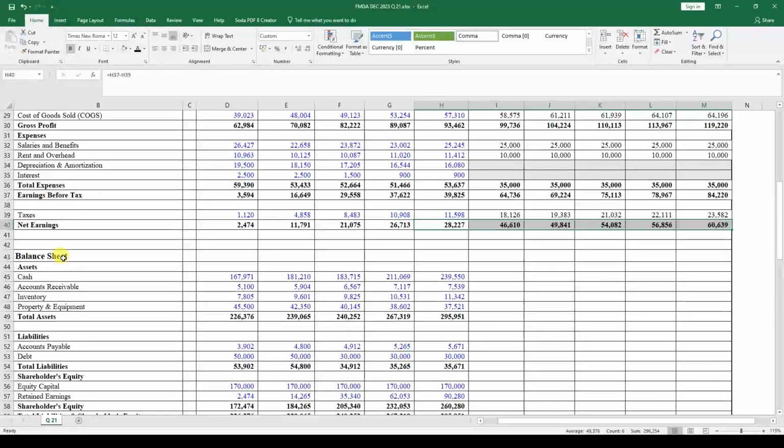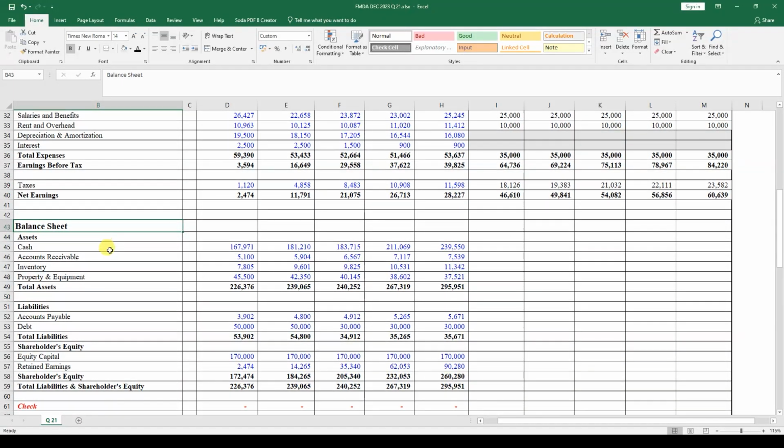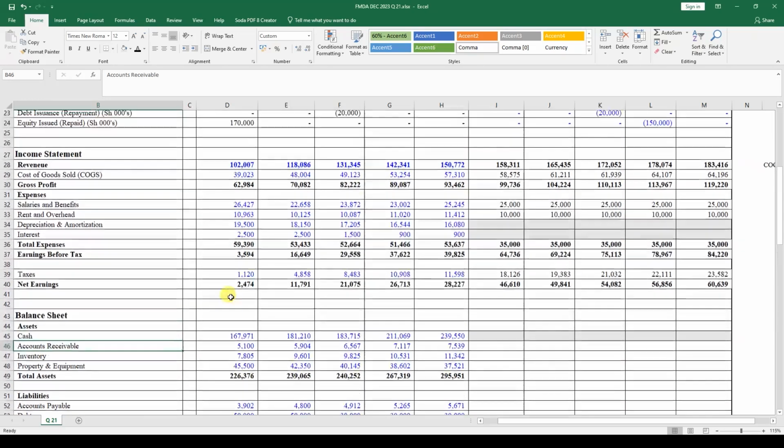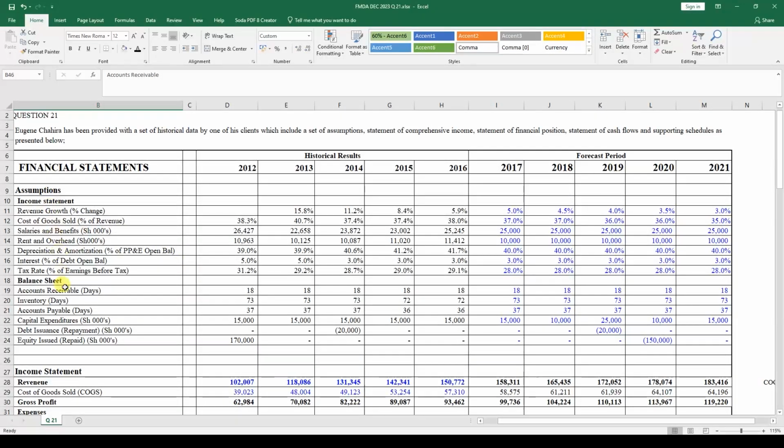We move over to the balance sheet and try to model some items. Cash will be the very final part that you fill out, and it will be what is called the balancing figure as we approach the end of the model itself. How do we model accounts receivable? If we go back to the assumptions section right above here, you can see we've been given accounts receivable days. We've been given 18. And accounts receivable days is driven by revenue.